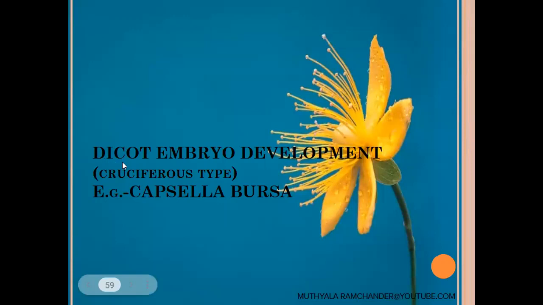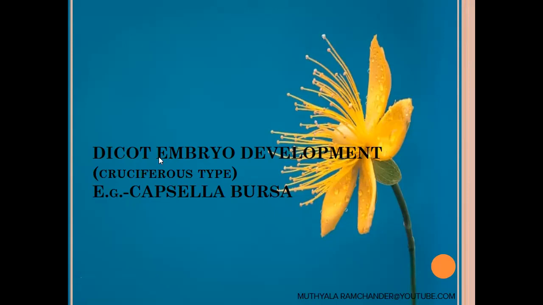Dicot embryo development. Before this embryo development discussion, we know fertilization. Mainly in angiosperms, there are two types of fertilization: one is true fertilization and the other is double fertilization. Double fertilization is also called triple fusion. True fertilization is also called syngamy.